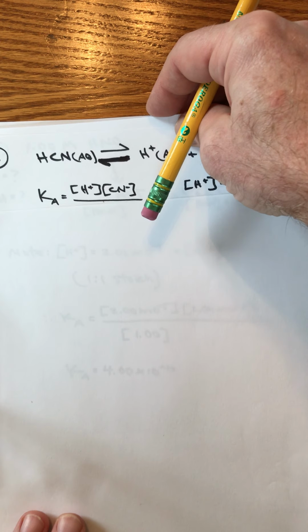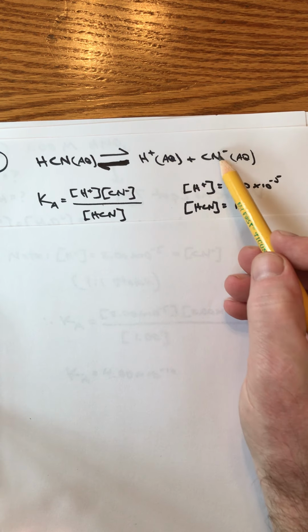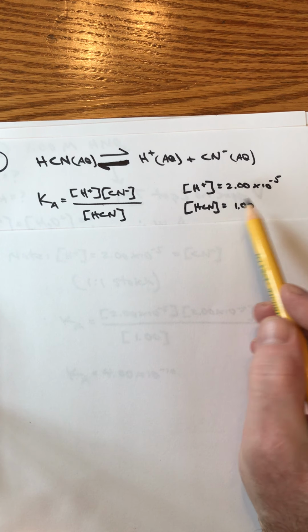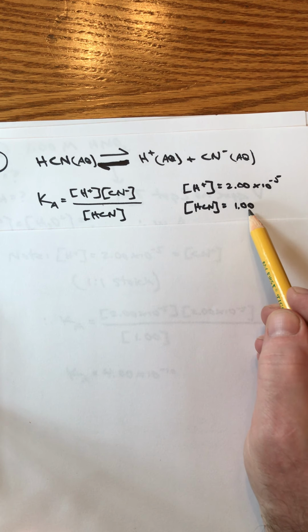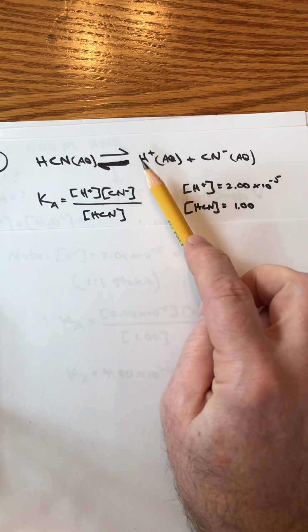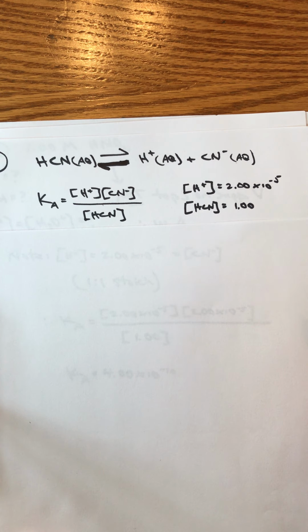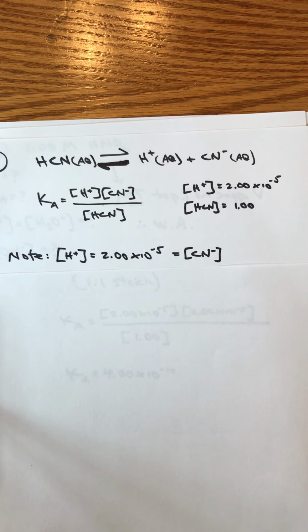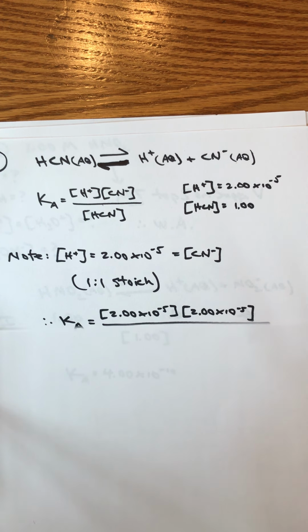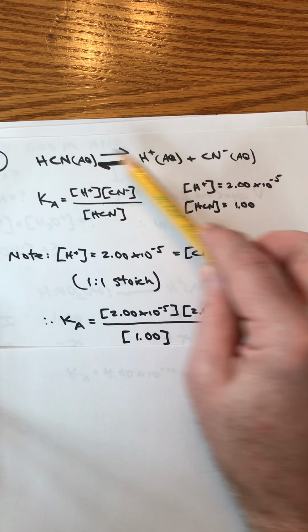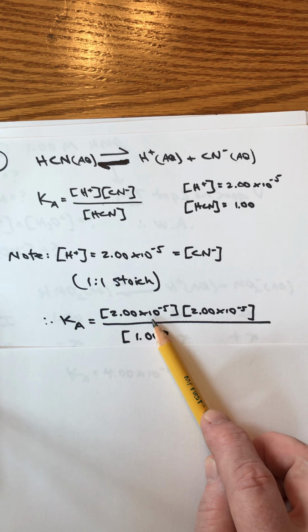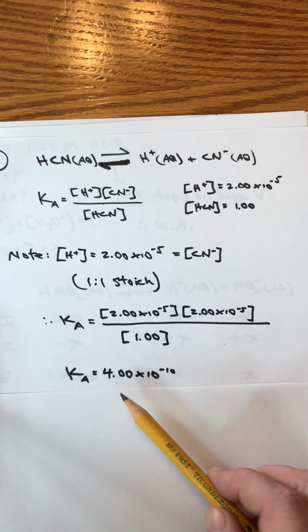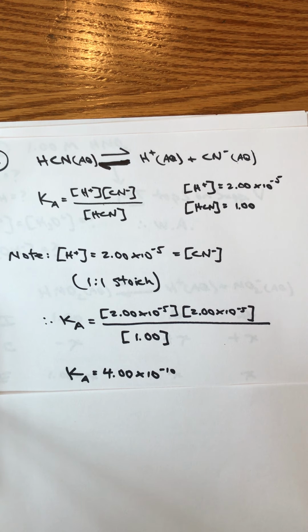All right. So Ka would be H positive times CN minus over HCN. And they said H positive is 2.00 times 10 to the minus 5, and HCN is 1.00 at equilibrium. Well, the stoichiometry here is 1 to 1, isn't it? So H positive is going to be the same thing as CN minus. They're both going to be 2 times 10 to the minus 5 because of the stoichiometry. So Ka, this one times that one over this one, 2.00 times 10 to the minus 5, times 2.00 times 10 to the minus 5, over 1. Ka is 4.00 times 10 to the minus 10.